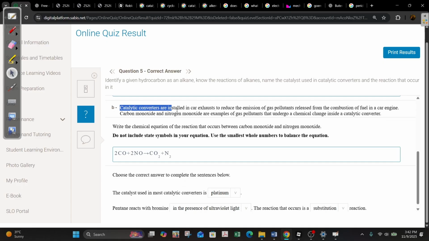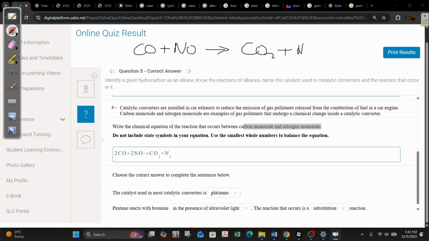Catalytic converters are installed in car exhausts. Carbon monoxide and nitrogen monoxide are examples of gas pollutants. Okay, the chemical reaction between carbon monoxide and nitrogen monoxide: I'll write it up here, CO plus NO will give you CO2 plus nitrogen. You have to memorize this. And the thing about carbon monoxide is it's toxic to humans. It will take up space in the hemoglobin of blood cells, I think, and oxygen won't be able to bind efficiently. So carbon monoxide is toxic to humans.